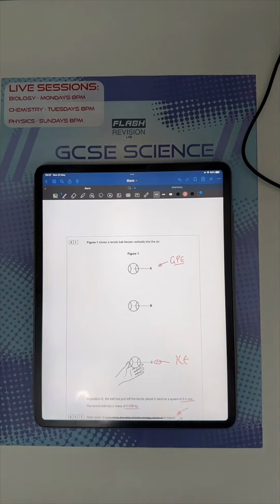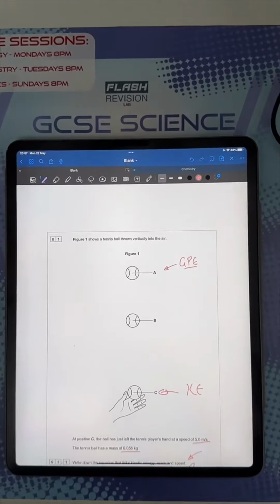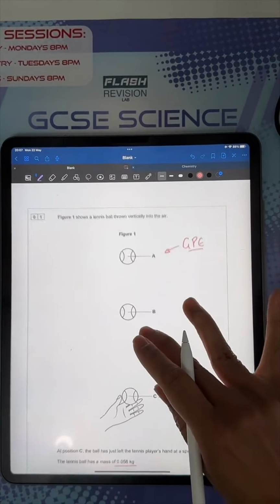Yep, let me zoom in. One second. Zoom into this a bit as well.